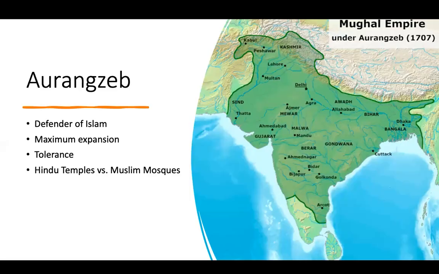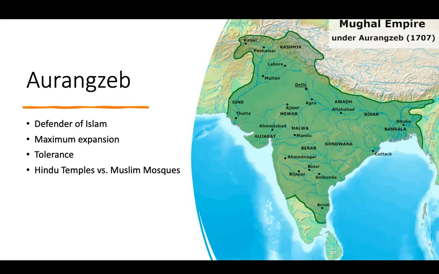The last great emperor was Aurangzeb. Aurangzeb is entitled the Defender of Islam, and the maximum expansion of the Mughal Empire took place in his era. If you compare this to other maps that we've looked at earlier, Aurangzeb takes the credit for the spread of Islam in more Indian territories. His age was known for tolerance. Hindus were free to build their temples. He ruled almost 50 years as well, similar to Akbar, right?